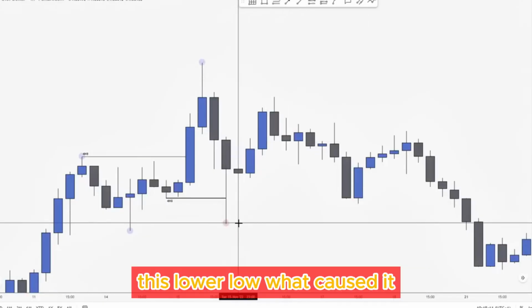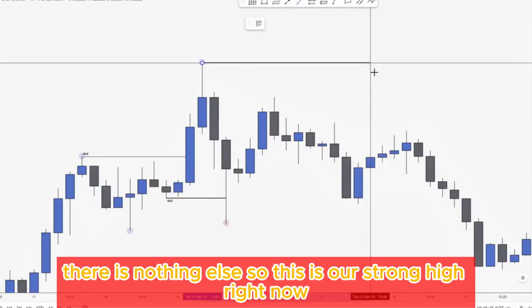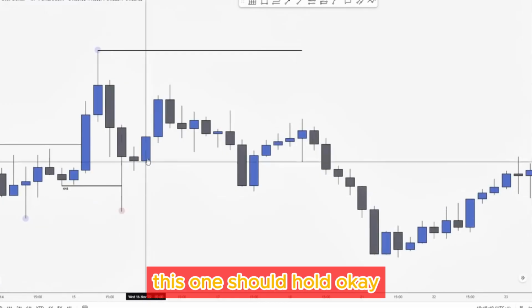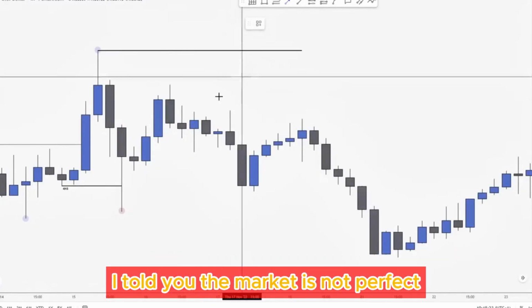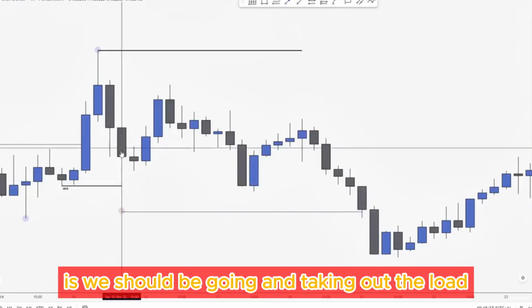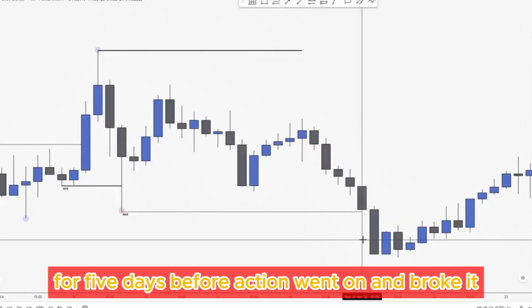This lower low, what caused it? We track it back, and pretty much it's this guy. There is nothing else. So this is our strong high right now. This one should hold, okay? The market pulls back, potentially forms a lower high. And again, I told you the market is not perfect, but what we are supposed to do is go and take out the low. The market consolidated right there for 5 days before it actually went on and broke it.